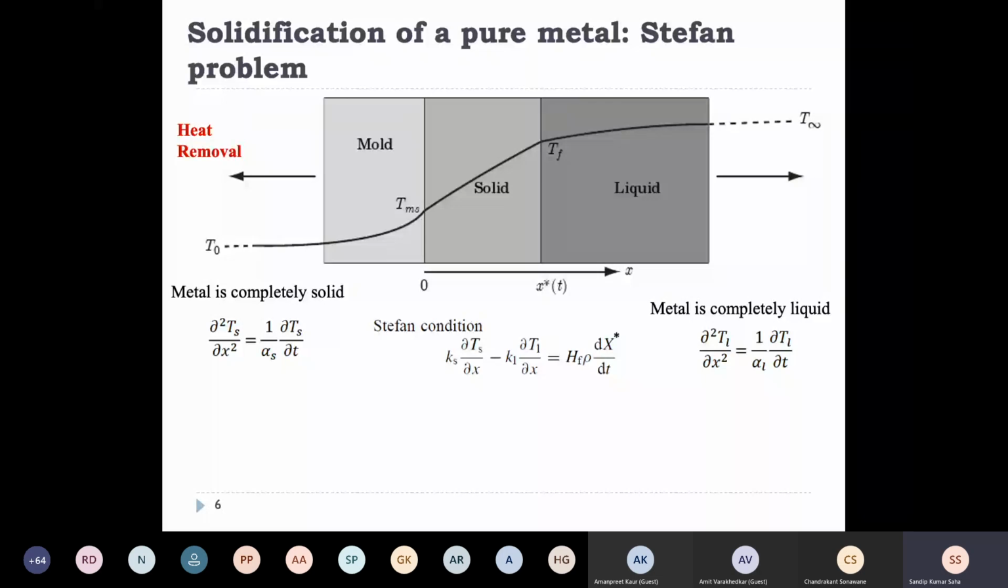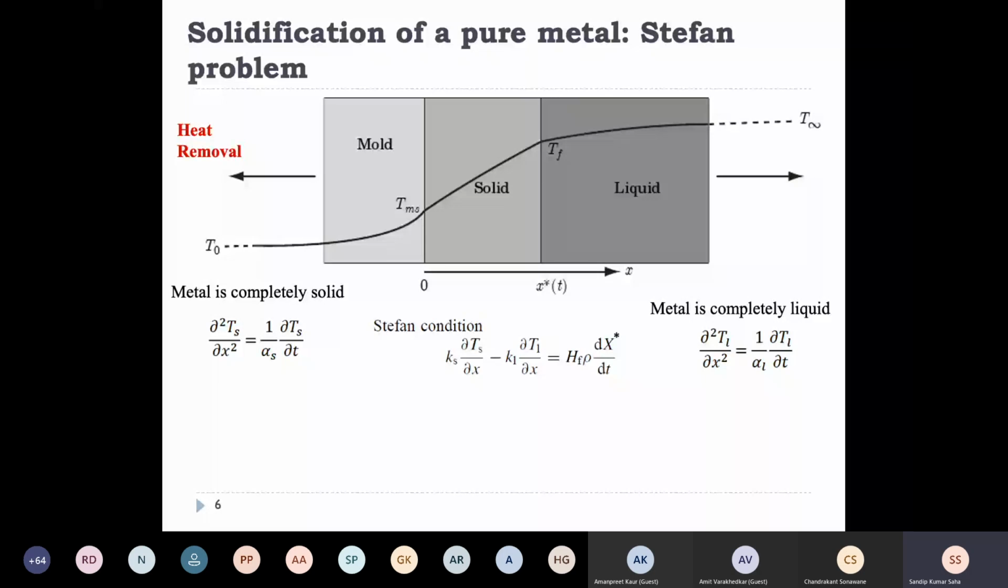So during melting or solidification, as the material solidifies or liquefies, or maybe melts, basically the melt front accordingly progresses or recedes. Okay. Now whatever the situation may be, you can write governing equations for the solid state and the liquid state.